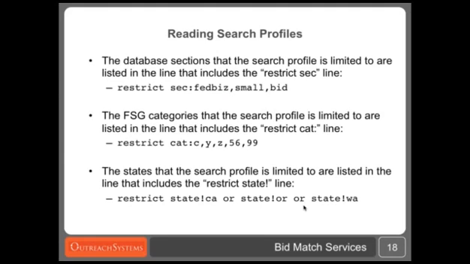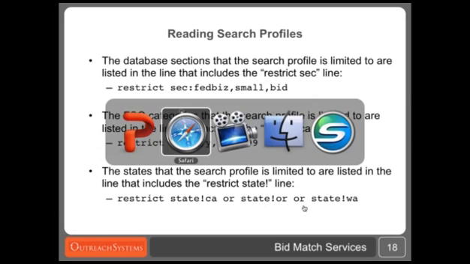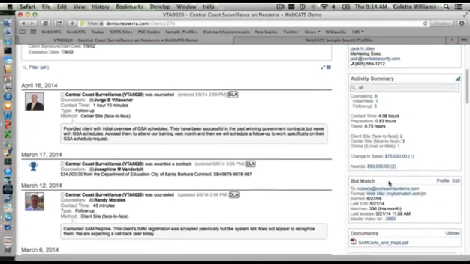Let's take a look at that profile again and let's see if we can read it. I want to make sure that you're comfortable with the logic that we include in the search profile. I mentioned before that I believe steps 2, 3, and 4 are restriction steps. We restrict the client to certain databases. We restrict the client to certain FSG categories, and we restrict the client to certain geographic areas. Those restrictions are going to be shown in the profile with a restrict statement. Let's take a look at this client search profile.